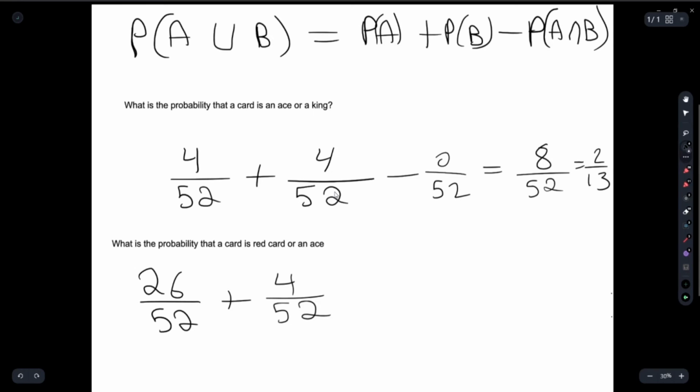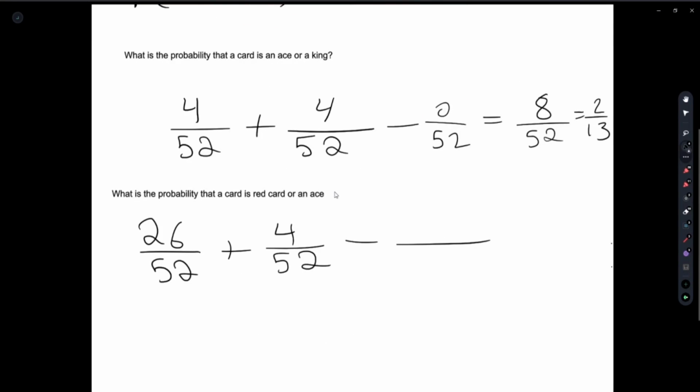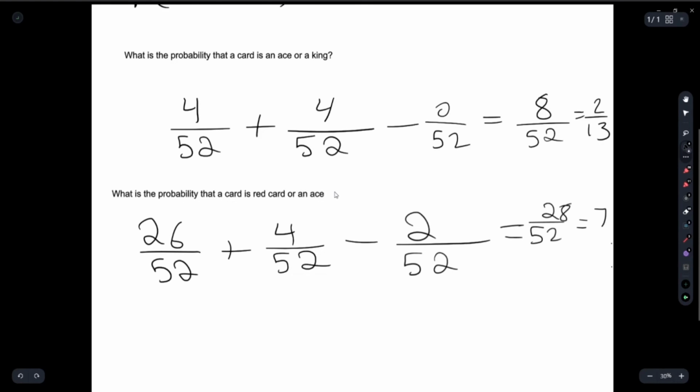Then minus the intersection. So red card and ace. So how many red card aces do we have? We have 2 red card aces. So we subtract 2 out of 52. And then the answer will be 28 out of 52, which is 7 out of 13.